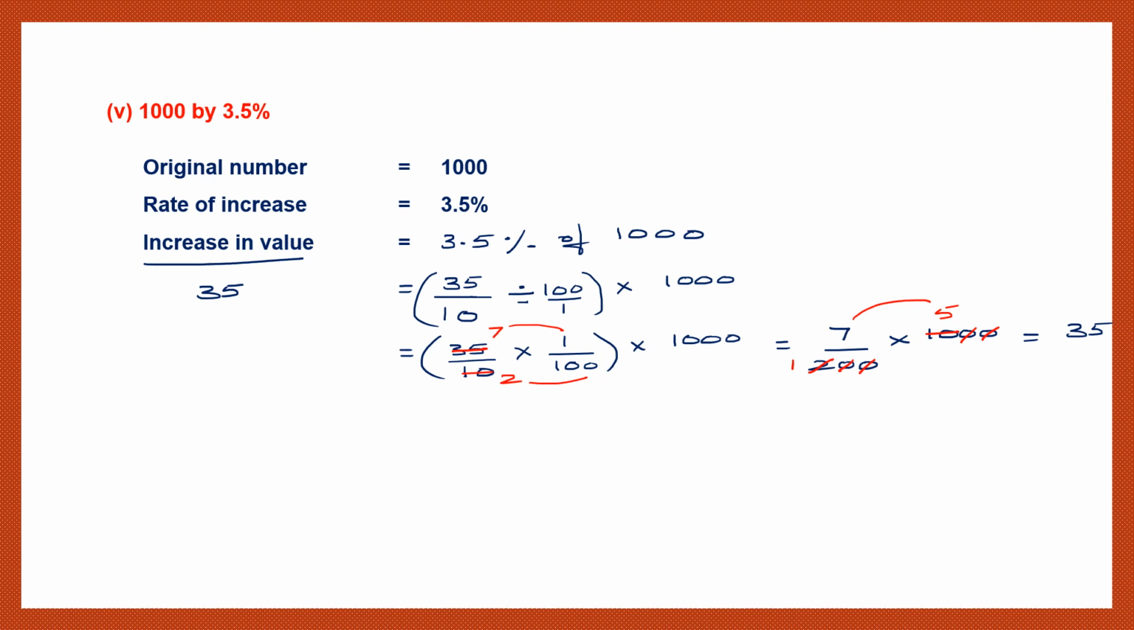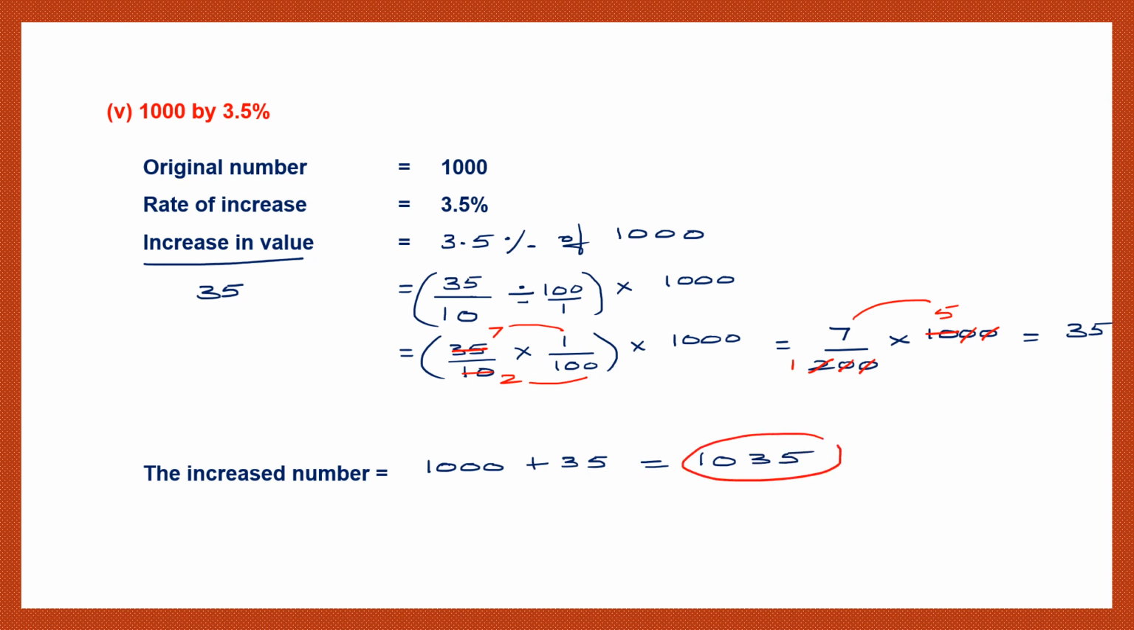Now all I have to do is add this to the original number. So the increased number is 1000, the original number, plus the increase in value, which is 35. So 1000 plus 35 is 1035. So this is our answer.